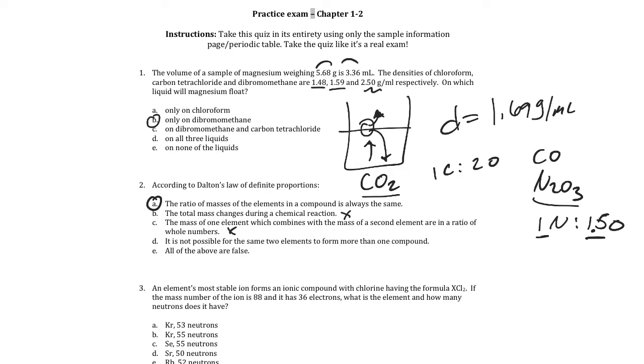And then D, it is not possible for the same 2 elements to form more than 1 compound. That's also not true, because things like carbon monoxide versus dioxide commonly exist. So D is not true. So only statement A is true.